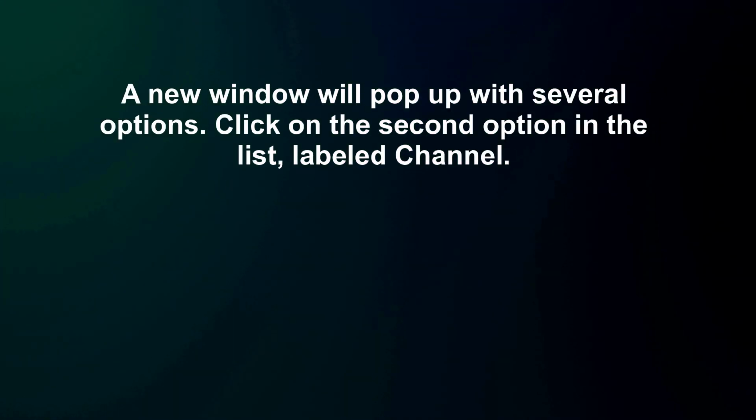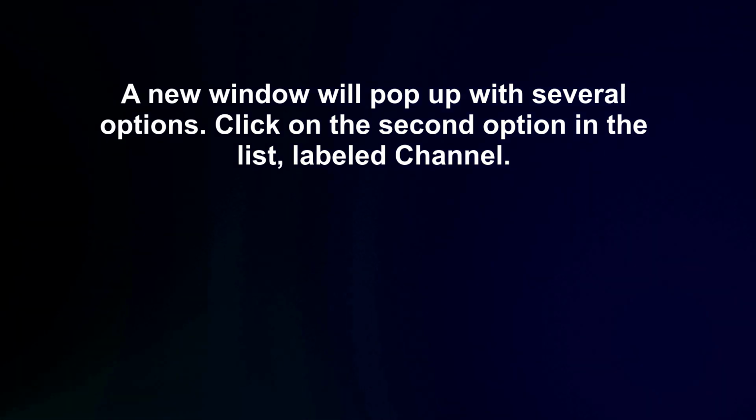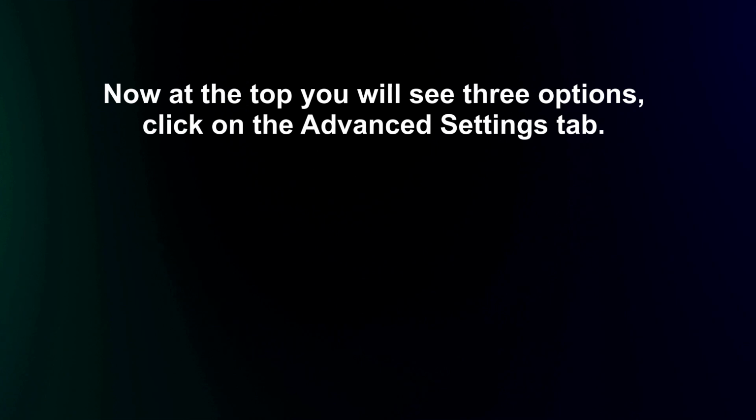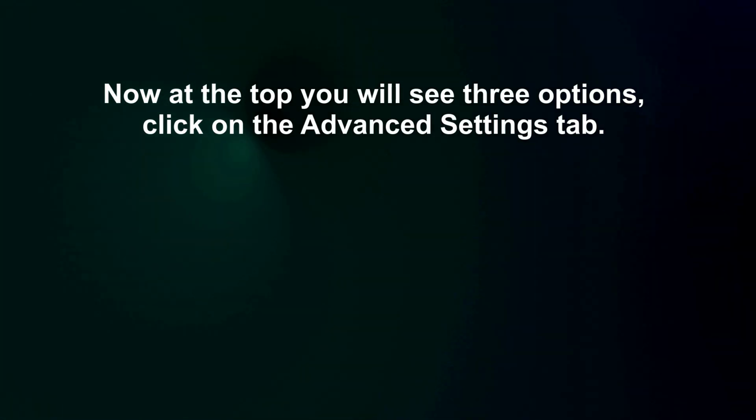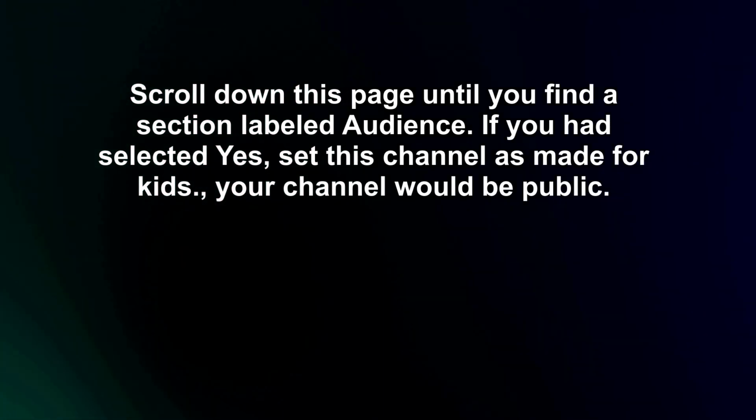Click on that. A new window will pop up with several options. Click on the second option in the list, labeled Channel. Now at the top you will see 3 options. Click on the Advanced Settings tab. Scroll down this page until you find a section labeled Audience.